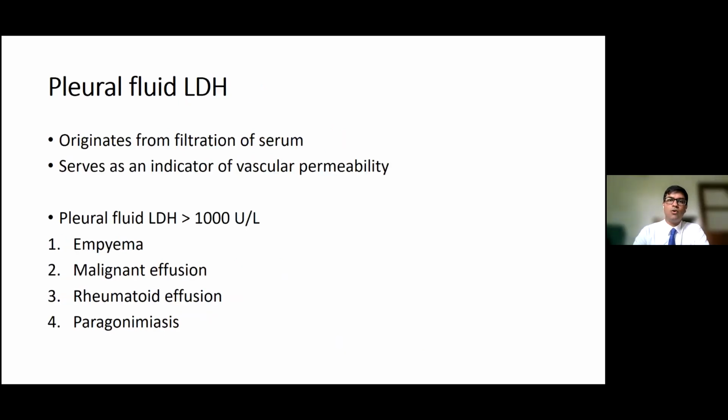Pleural fluid LDH originates from filtration of serum. It serves as an indicator of vascular permeability. Very high levels of pleural fluid LDH of more than 1000 indicate that the patient is having either empyema, malignant or rheumatoid pleural effusions, and in rare cases, paragonimiasis is also a possibility.